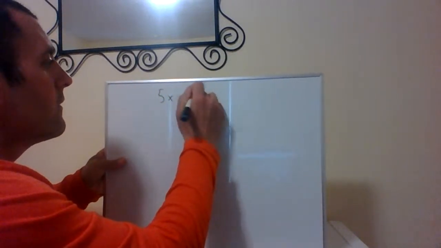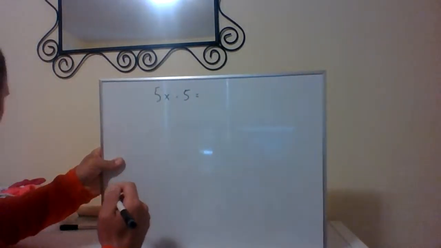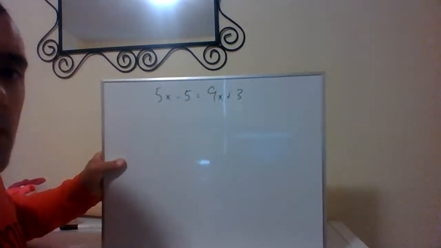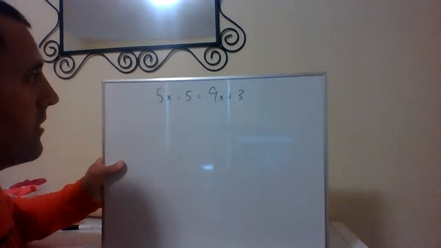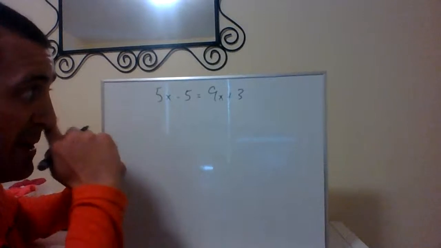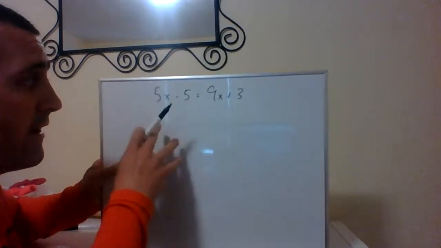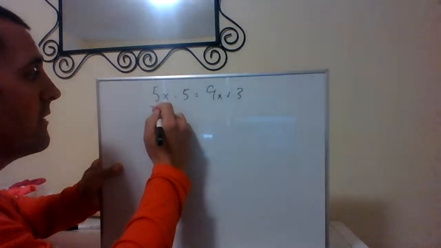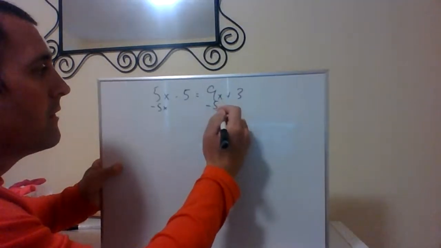5x minus 5 equals 9x plus 3. So anytime you have variables on both sides, all you're doing is getting the variables from both sides onto one side. So always take the smaller variable away first. The smaller coefficient is 5, so we're going to subtract 5x from both sides.